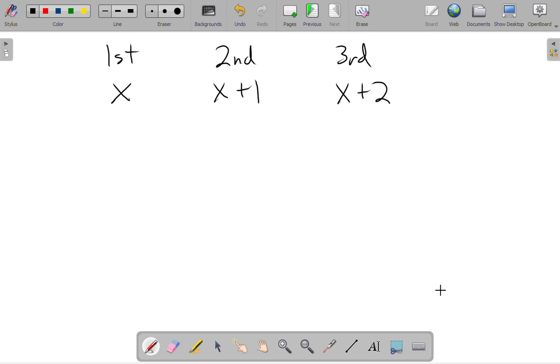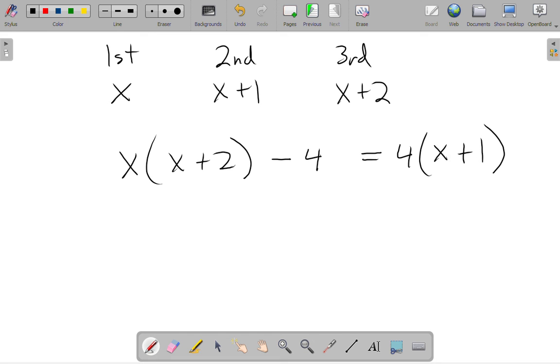Such that the product of the first and third. What does the word product mean? Multiply. So I need to take the first one times the third one. The product of the first and third is 4 greater than 4 times the second.